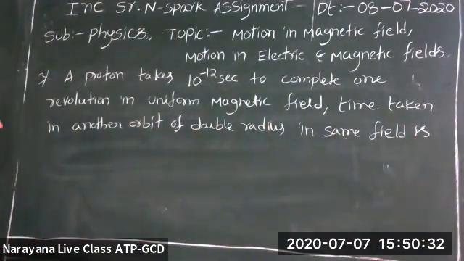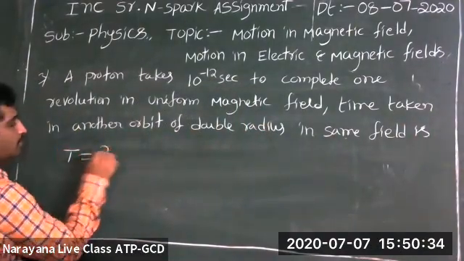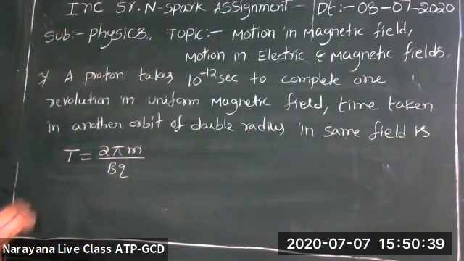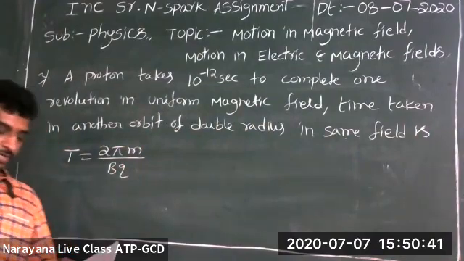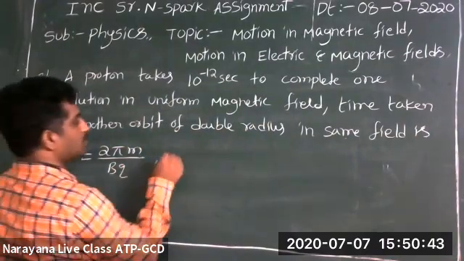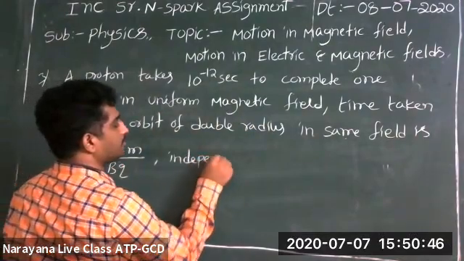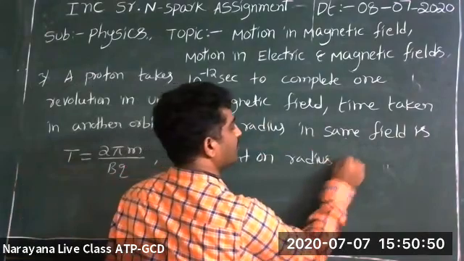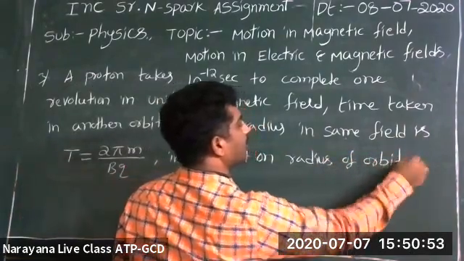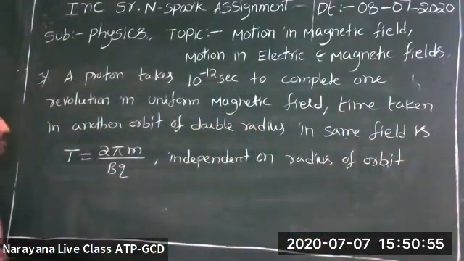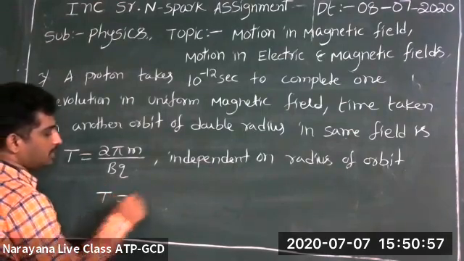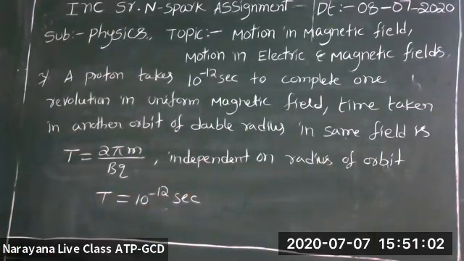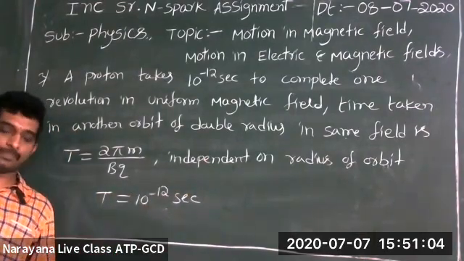Here already we know the time period formula, 2 pi m by bq. So it is independent of the radius of the orbit. So time period is the same. So the same answer. So time period is equal to 10 power minus 12 seconds. Same time period, independent of the radius of the orbit.